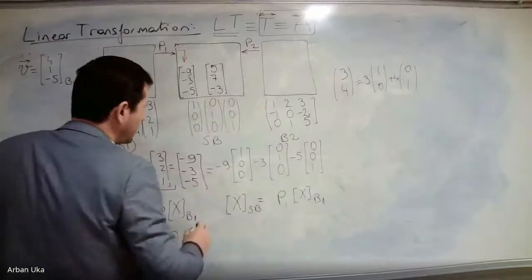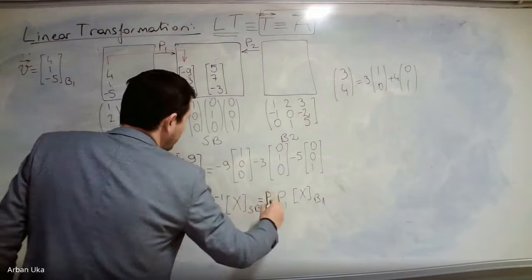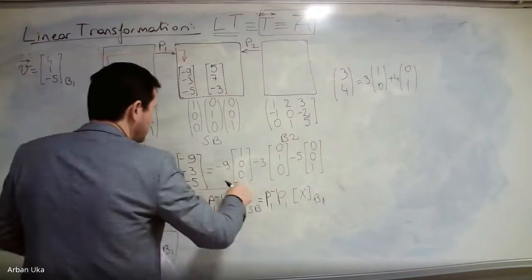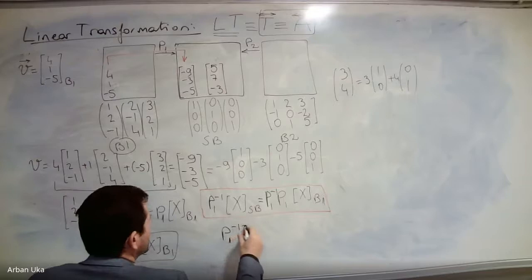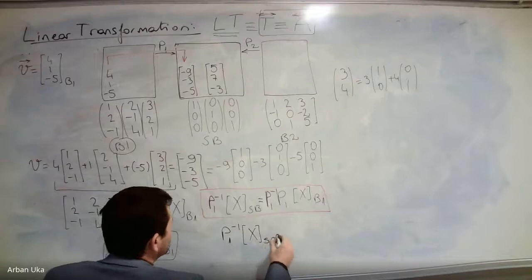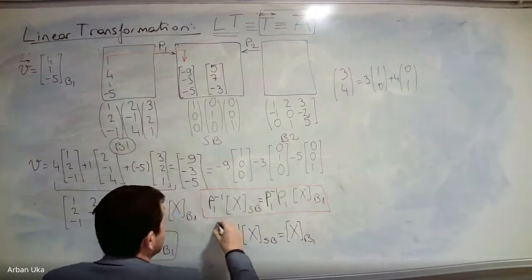What would you get if we multiply both sides with P1 inverse? What can you say to this one? Well, on the right hand side, we get an identity matrix. Yes. And the left hand side, we leave it as it is. So apparently, P1 inverse times the projection of any vector in the standard basis will be equal to the vector projection in a different basis. Okay?